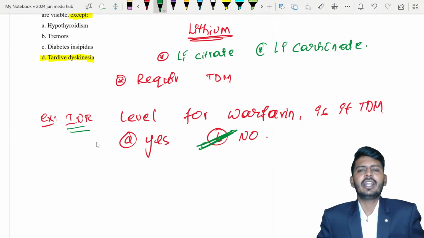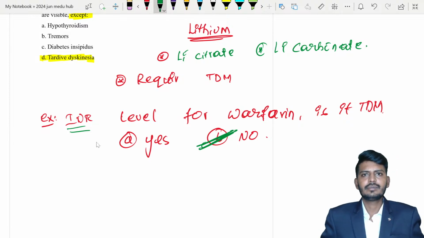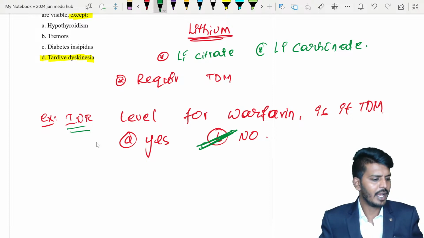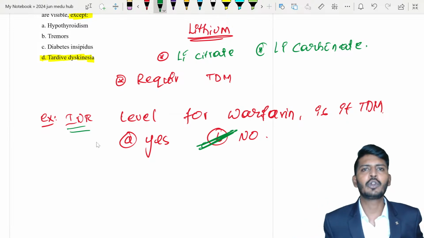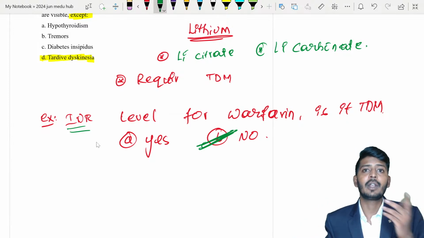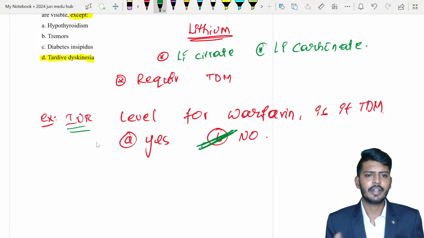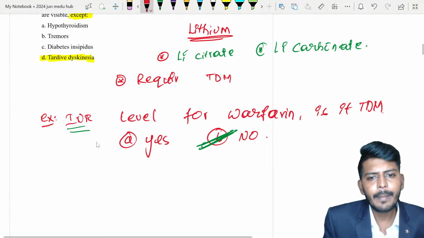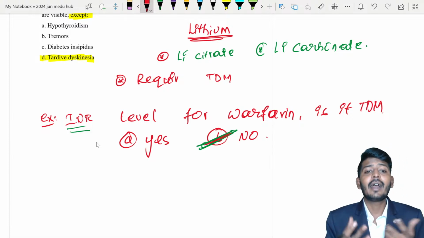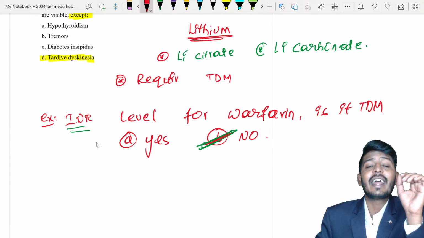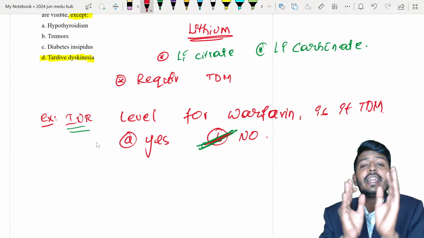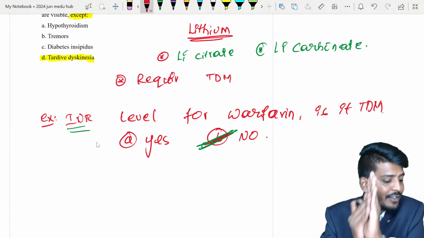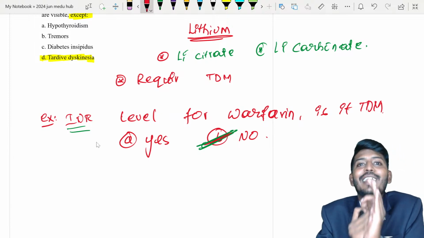INR more than 1 is not an indicator for stop. We maintain INR at 2.5, in some cases 1.5 to 2.5 like that. It's not a stop level. So remember, it is not a TDM. INR is the international normalized ratio. If you are doing any other test, it is not a TDM.